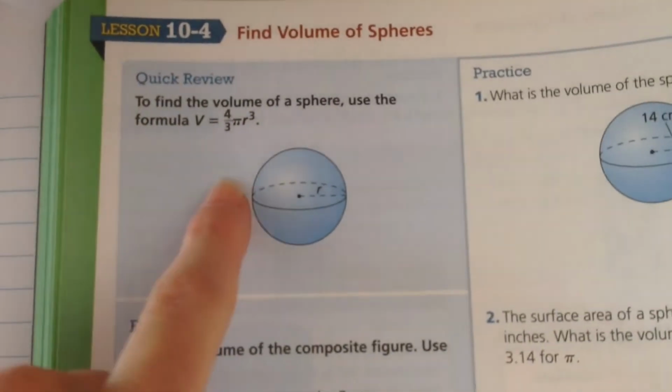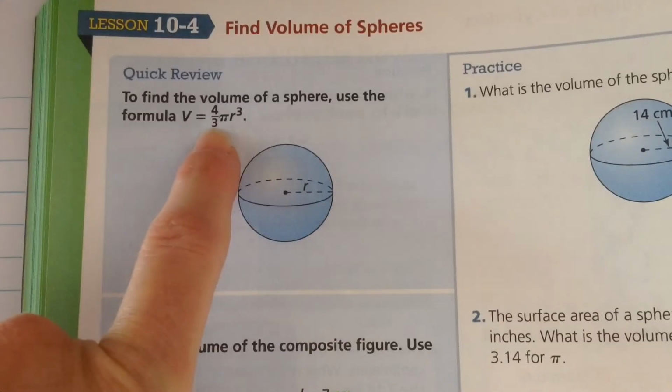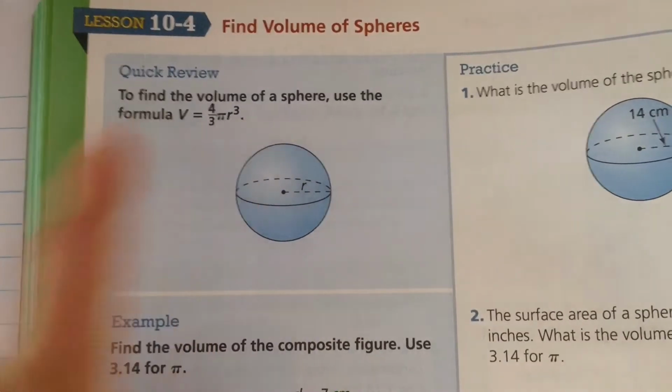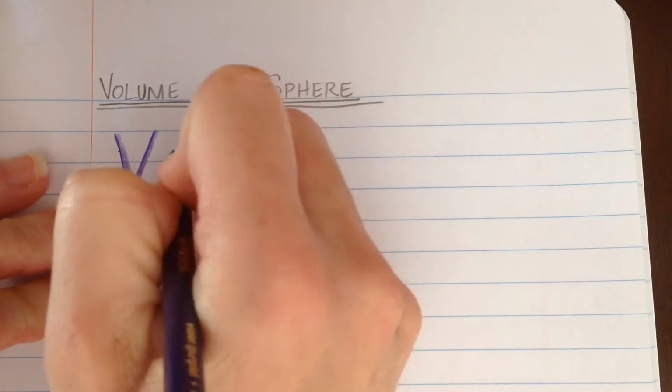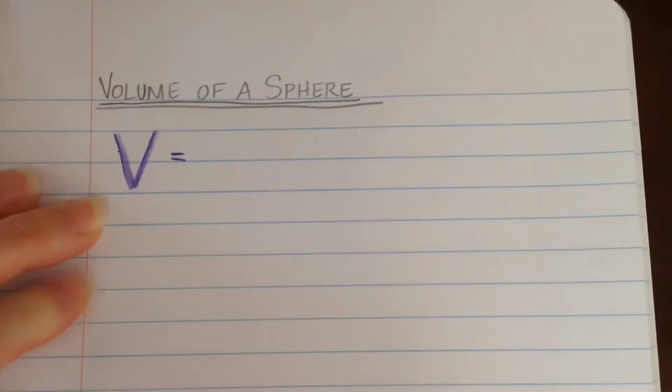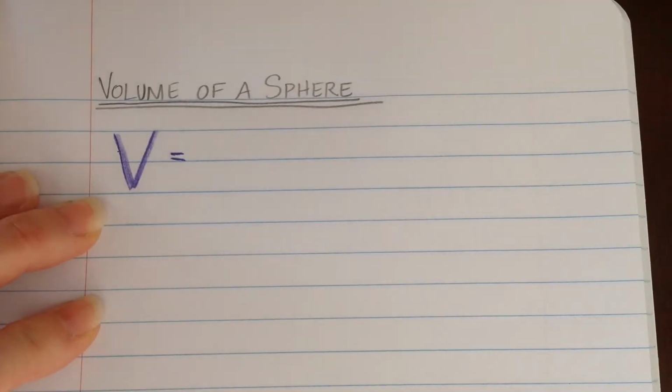All right, the formula for volume of a sphere. Right here it is in your book. Volume of a sphere is 4/3 pi r cubed. Let's write that down. Volume, I'm gonna make it really big so we've got it. Volume is equal to 4/3 pi r cubed.